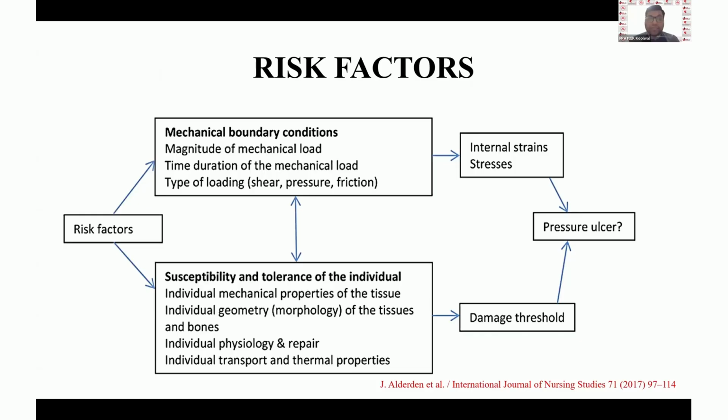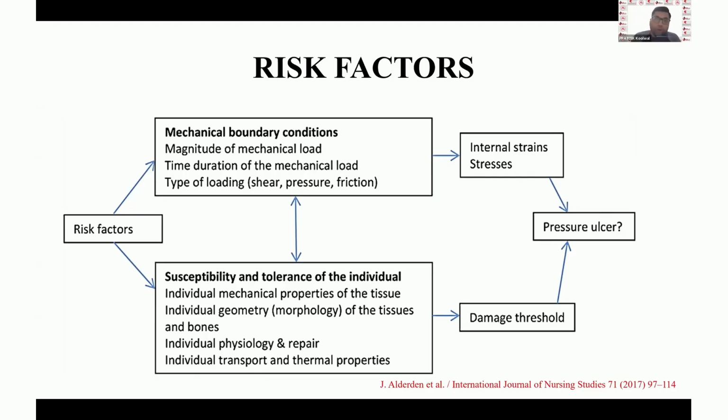What are the risk factors? First of all, risk factors are the mechanical boundary conditions. The magnitude of a mechanical load: how much load are you giving to that area of the ulcer or to the skin part? The time duration of the mechanical load: how much area of pressure, and for how much time it is applying. Type of loading, shear. Shear means what? How does shear occur? When you drag your patient on a bed.